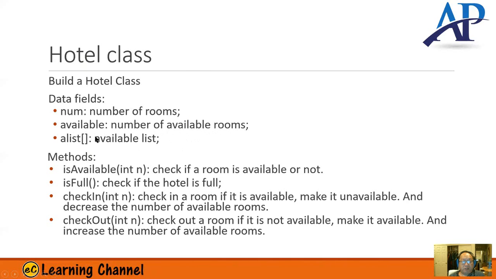And then the available list is the list of rooms that are available. Now I'll check if room number n is available or not. If available, then I'll check if the hotel is full. And then I'll have the check-in function and check-out function. Is that okay? That's normal for a hotel, right?